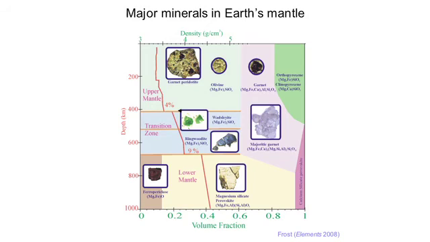Now, as we go deeper, these minerals transform into yet higher pressure polymorphs. And what we're going to do is focus mostly on the lower mantle of the Earth and an iron-bearing oxide that displays very unusual characteristics due to its iron concentration.